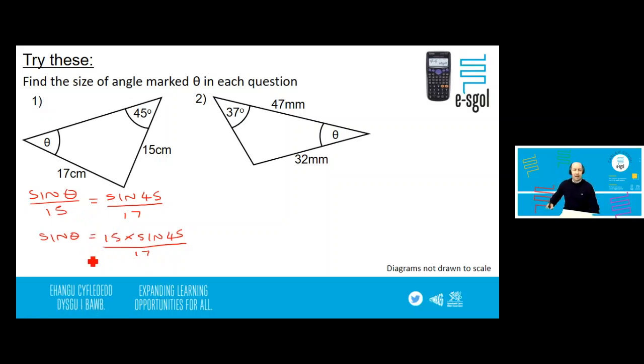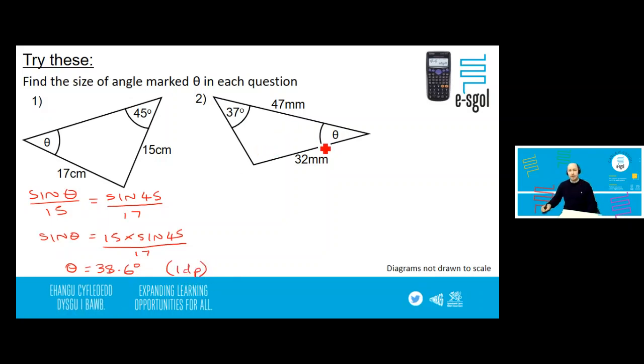Okay, so remember we're finding an angle. So I need to type all this in my calculator and press shift and sine, or sine to the -1. And then it will give me an answer for the angle of 38.6 degrees. And again, I've written that answer to 1 decimal place.